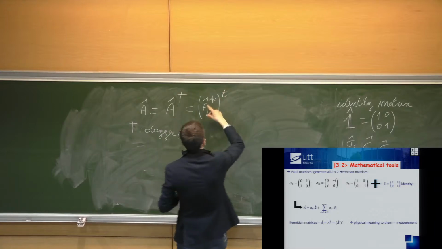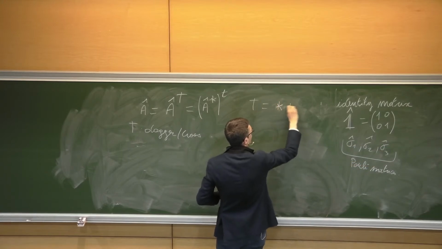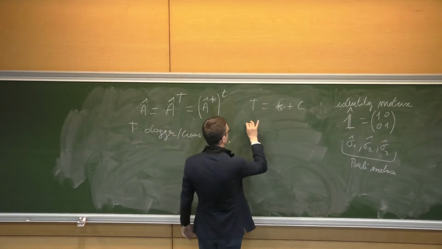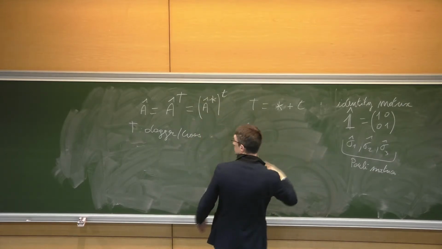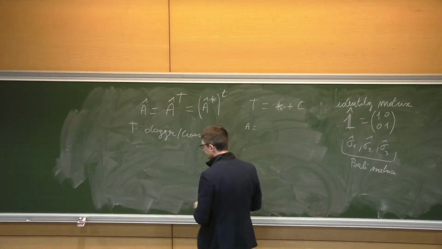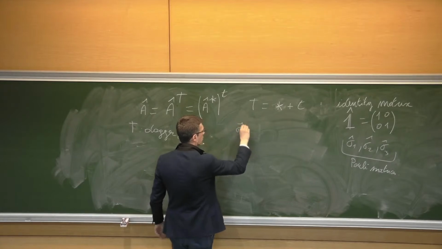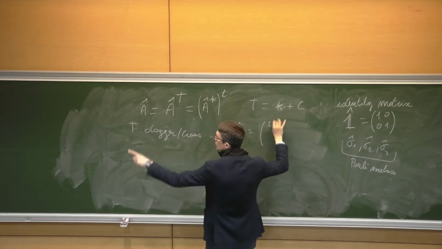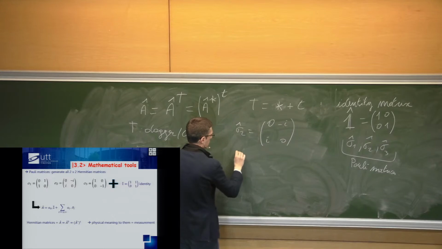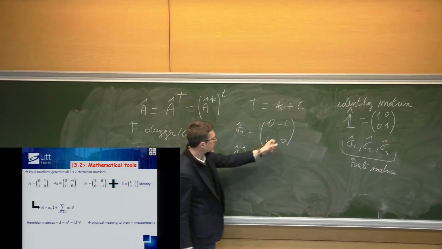So dagger is conjugate plus transpose, okay? For instance, if I take A equals, let's take sigma 2. Sigma 2 is 0, minus I, I, 0. I told you, complex numbers. If I take the complex conjugate of that, I have plus I and minus I.